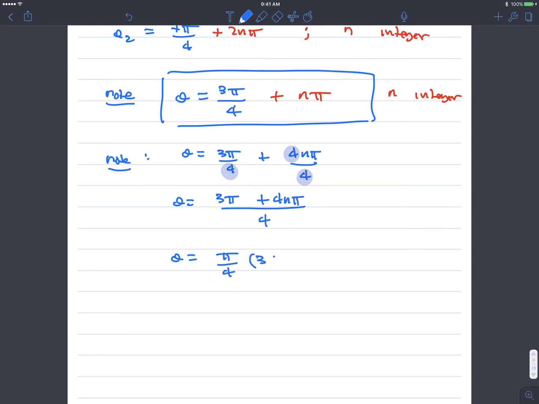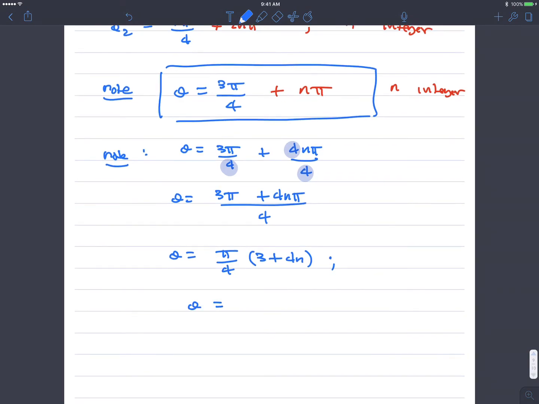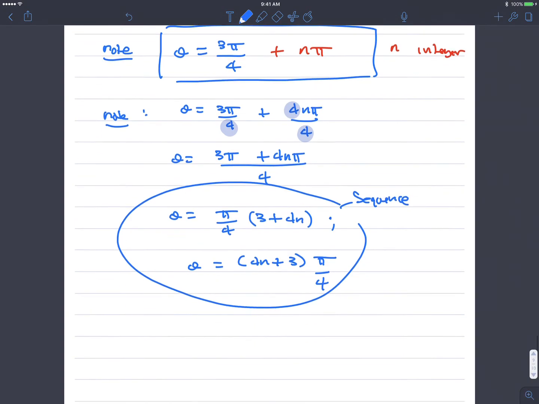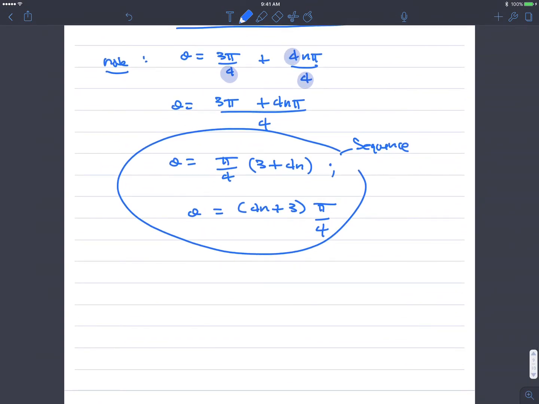And so we get 3 plus 4n, or you can say this general sequence solution, some books write it as 4n plus 3 with pi over 4. Either way is fine. So this is how we generate the sequence of solutions, or I should say, the sequence. It's an algebraic formula.